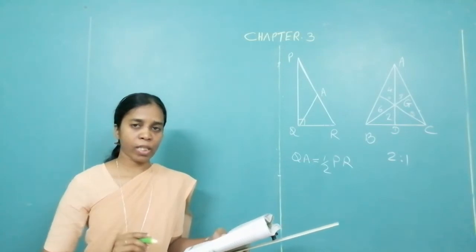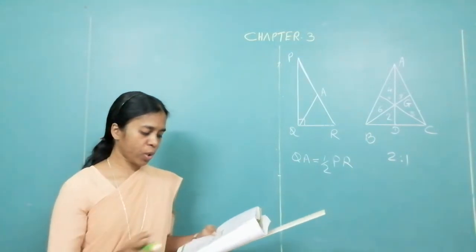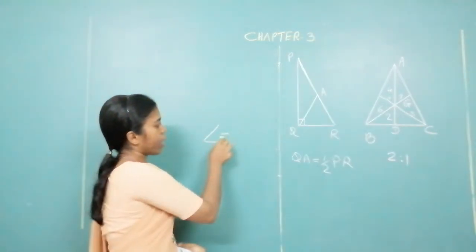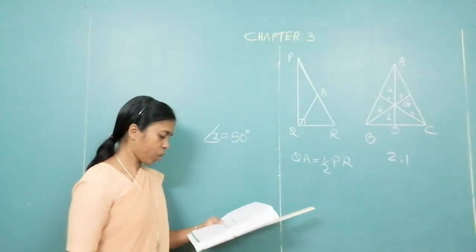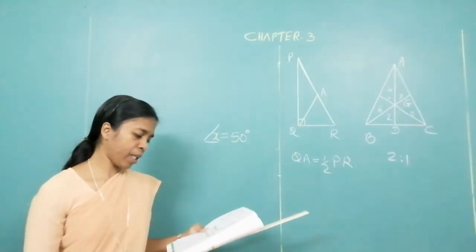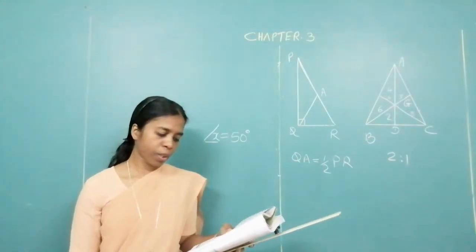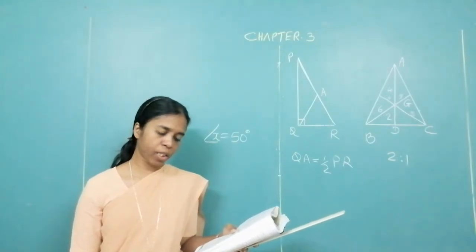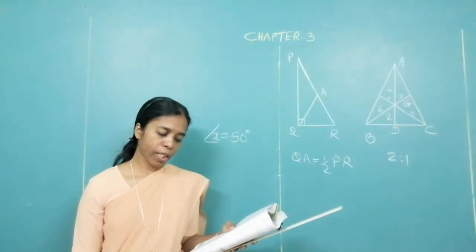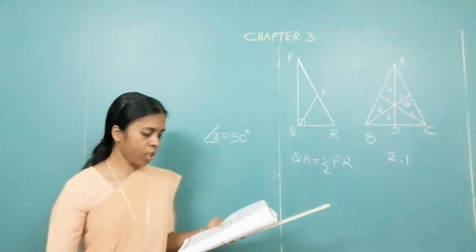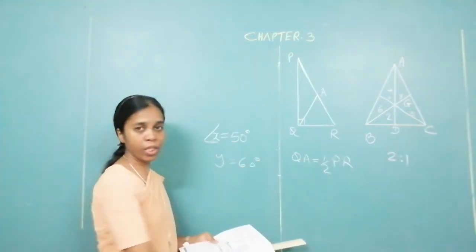If it is an isosceles triangle, the angles opposite to equal sides are also equal. So angle X is also equal to 50 degrees. The next one, triangle BDC. Similarly, something is marked on sides BD and DC, saying they are congruent. So again, it is an isosceles triangle. Therefore, y will also be equal to 60 degrees.